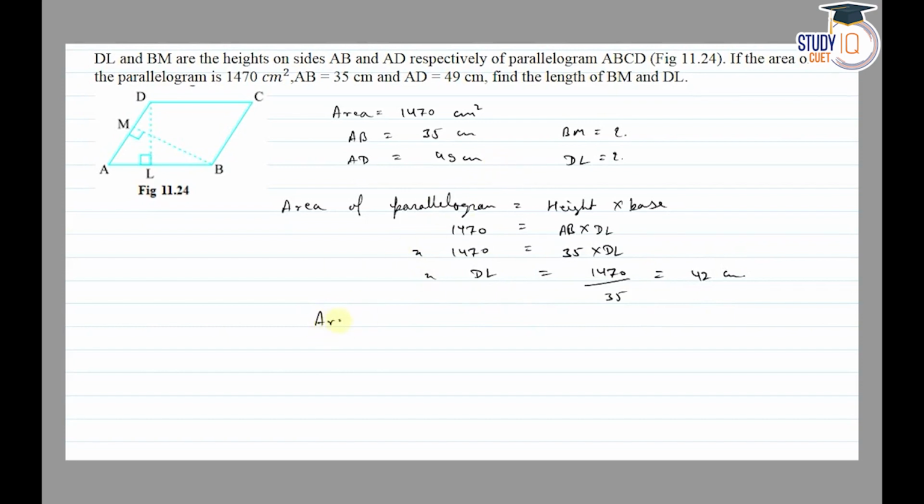Again area of parallelogram is equal to height into base. So area हमें given है 1470 and height हो जाएगी हमारे पास BM जो कि हमें फाइंड आउट करनी है और बेस हमें गिवन है AD. So 1470 is equal to BM into 49. So by cross multiplication BM is equal to 1470 upon 49. So ये जाएगा हमारे पास 30.